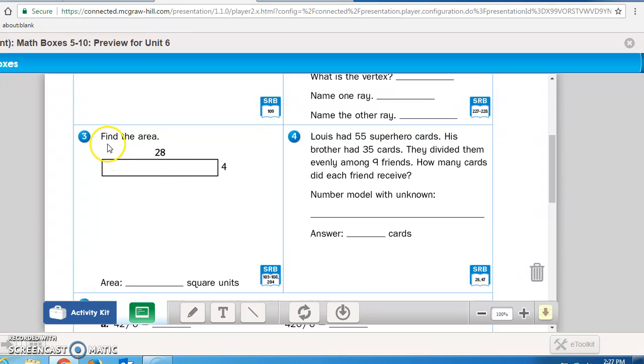Math Box 3 says find the area, and it gave you the length and the width. So you should know by now that for area you are multiplying. Please pause the recording now and do Math Box 3.